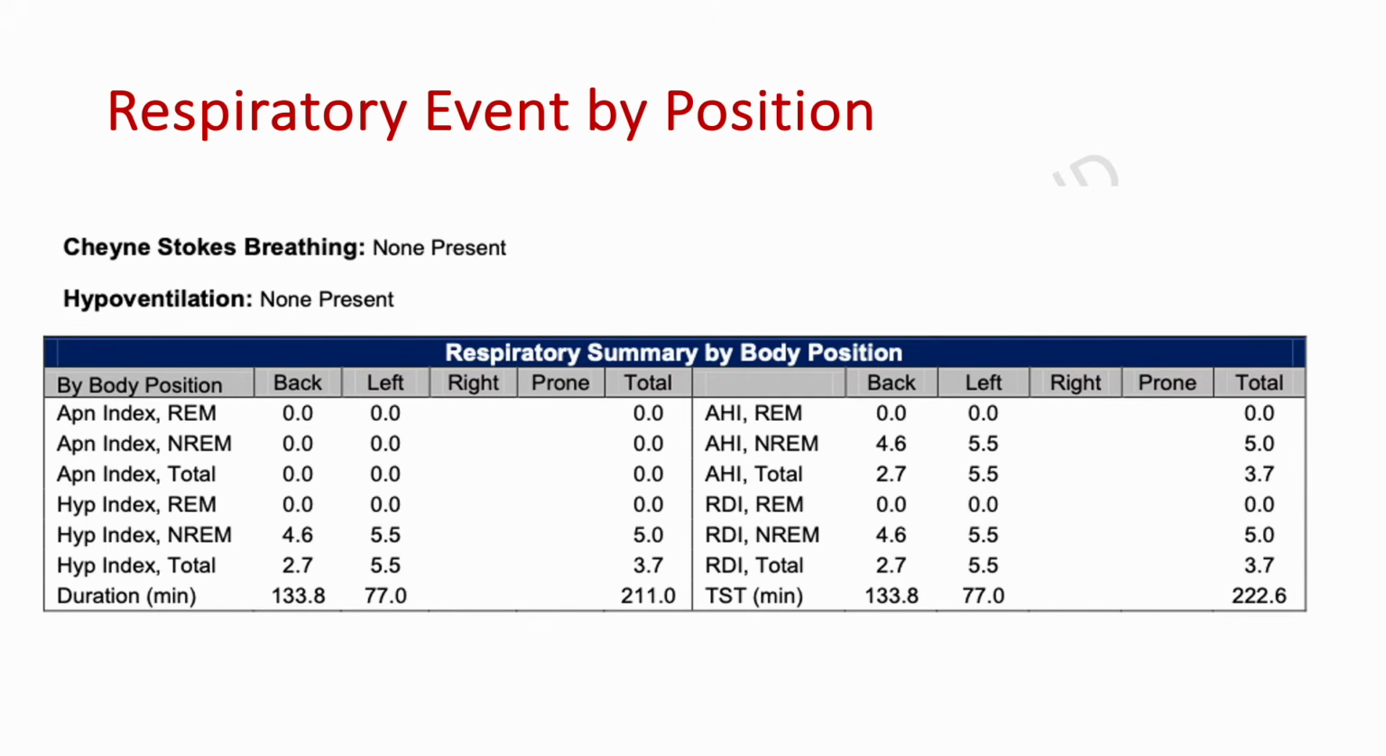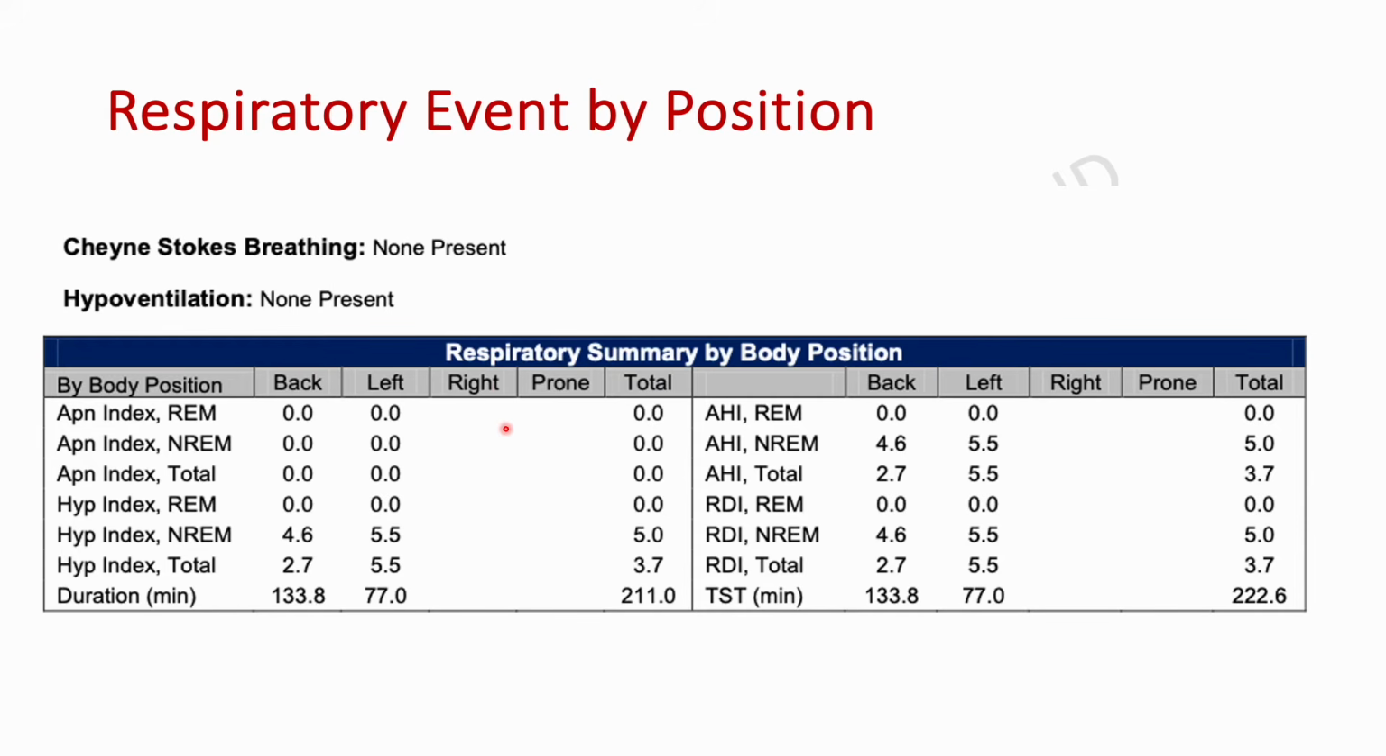Now, this is a very important table which gives us respiratory events by position. But see, what are the two things that I've mentioned before that? Cheyne-Stokes breathing and hypoventilation. Now, in case you do observe these, the technician does give remarks in the study scoring, and if you see these, you have to report these events.